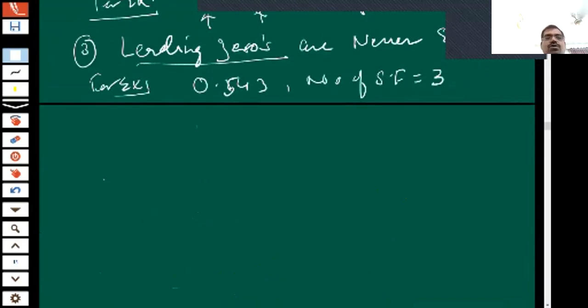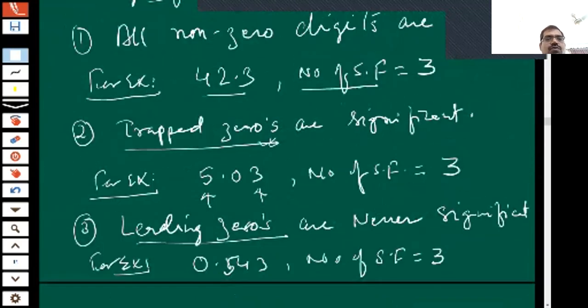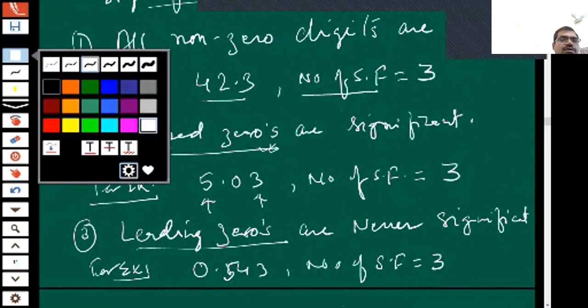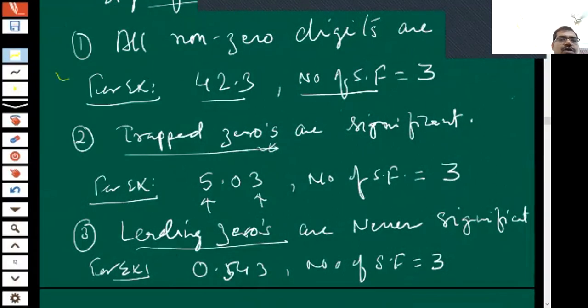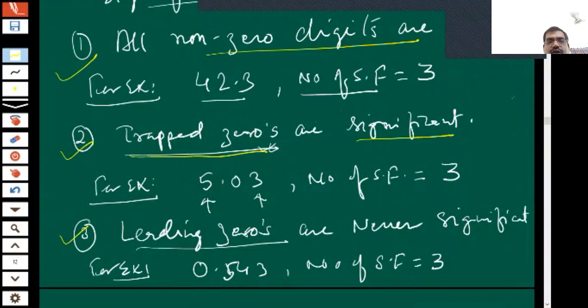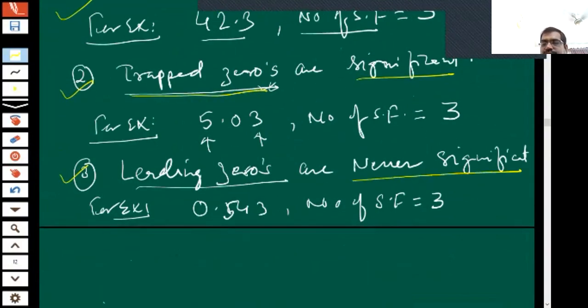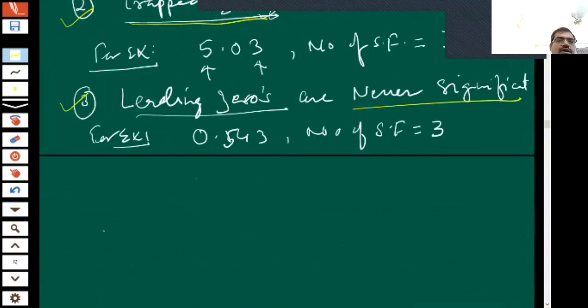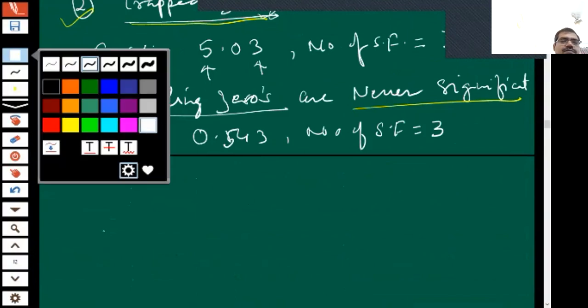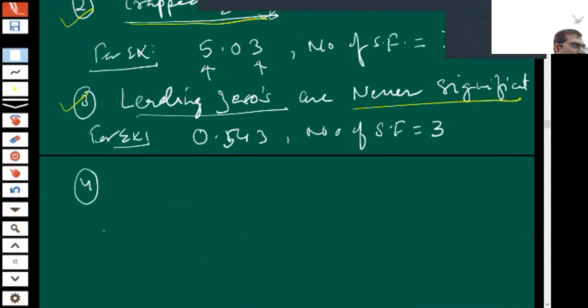Okay, so see, three rules we have till now discovered. We have noted down three rules. Non-zero digits are significant, trapped zeros are significant, leading zeros are never significant figures. Okay, next one is, children, point number 4. Okay, trailing zeros.